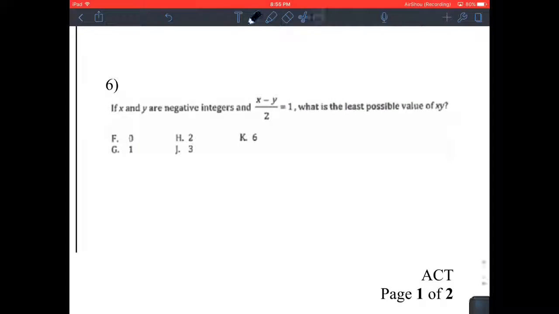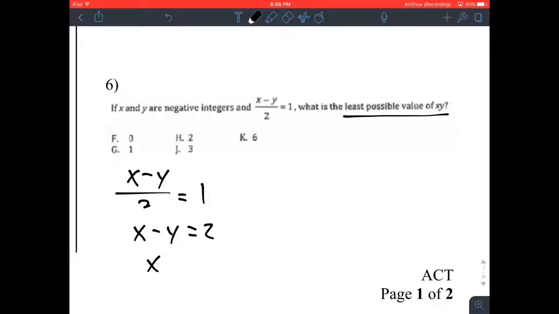Number 6. If x and y are negative integers, and x minus y divided by 2 is 1, what is the least possible value of xy? Well, when you multiply numbers together that are integers, the smaller the numbers, the smaller the product. So we want as small numbers as we can for this problem. If we solve this equation for x, we multiply both sides by 2, and then add y to both sides. We get x equals y plus 2. So that tells us that whatever y is, x is 2 bigger than that.